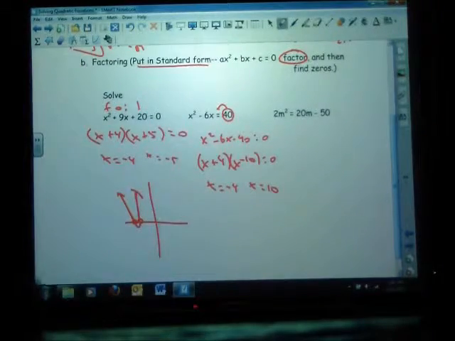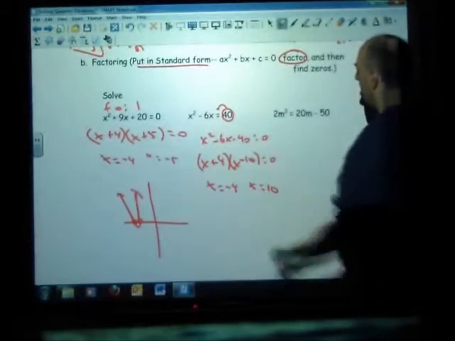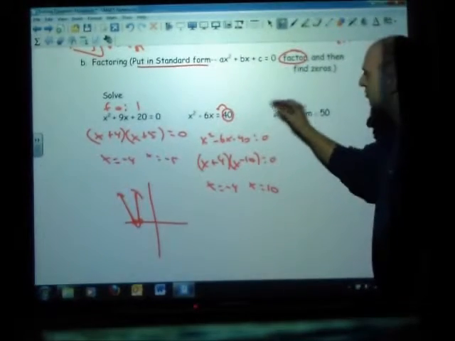Okay? Now this last one here, again, if it has a middle term, we're going to put it into standard form. Everything goes on the same side as the square term.